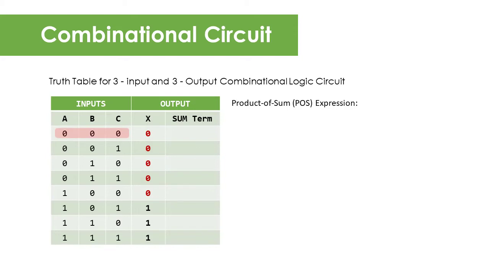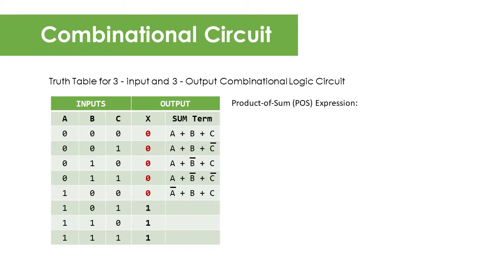So, with inputs ABC at 0, 0, 0, then X will be 0 when we have A plus B plus C. At input condition 0, 0, 1, the sum term is A plus B plus C bar. At input condition 0, 1, 0, the sum term is A plus B bar plus C. At 0, 1, 1, the sum term is A plus B bar plus C bar. And finally, at 1, 0, 0, the sum term is A bar plus B plus C.